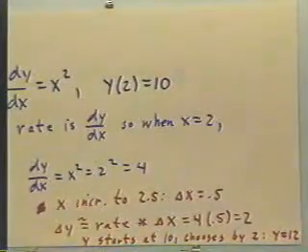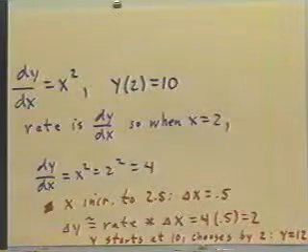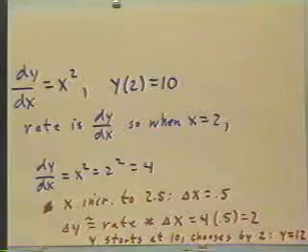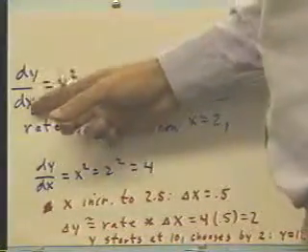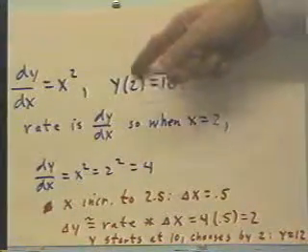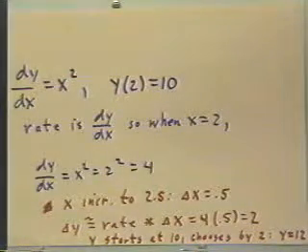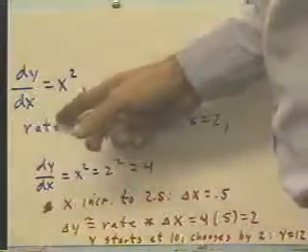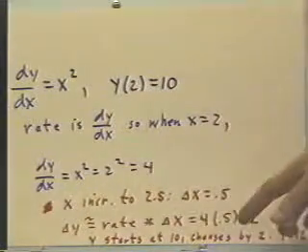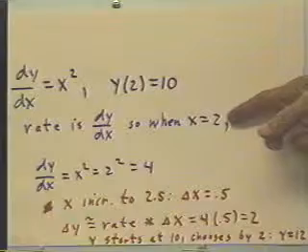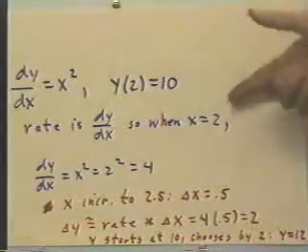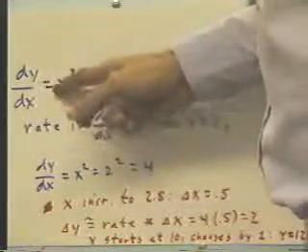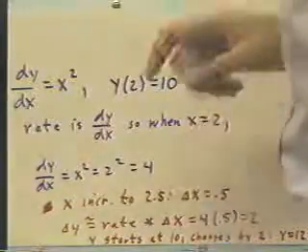The other part of the quiz gave us the following situation. We have a derivative dy dx equals x squared, giving us the rate of change of y with respect to x. And when x is 2, y is equal to 10. Okay, so we see the rate is dy dx. So when x equals 2, what is the rate? One of the first questions was, what's the rate when x equals 2? Well, if x equals 2, the rate is going to be 2 squared, or 4.